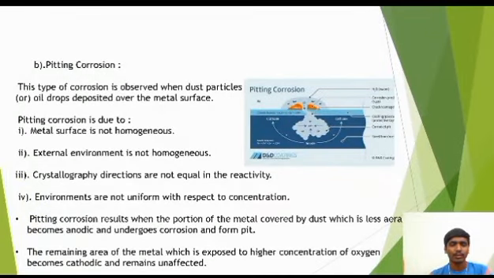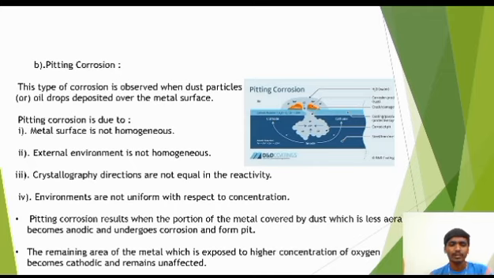Another is pitting corrosion. This type of corrosion is observed when dust particles or oil drops deposit over the metal surface. Pitting corrosion occurs because the metal surface is not homogeneous, crystallographic directions are not equal in reactivity, and the external environment is not uniform with respect to concentration.